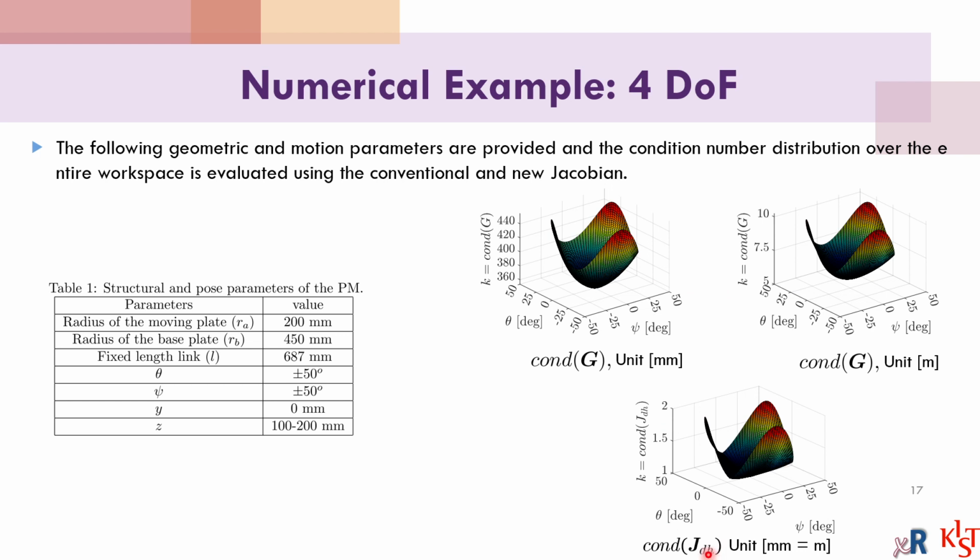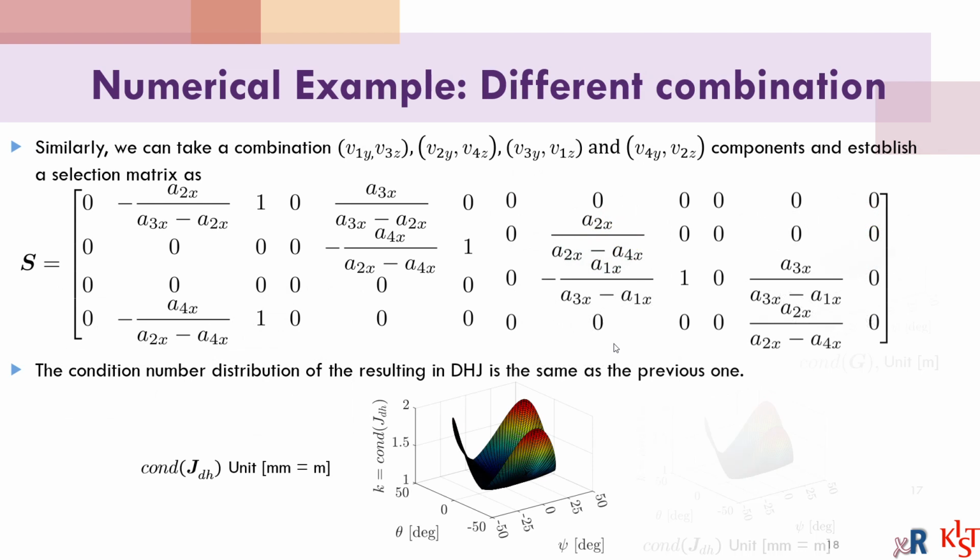However, with the proposed Jacobian, the unit variation cannot change the distribution of the condition number over the entire workspace. Therefore, when we change the unit from millimeter to meter, the value remains the same, and the value is also very close to the ideal value, which is 1.